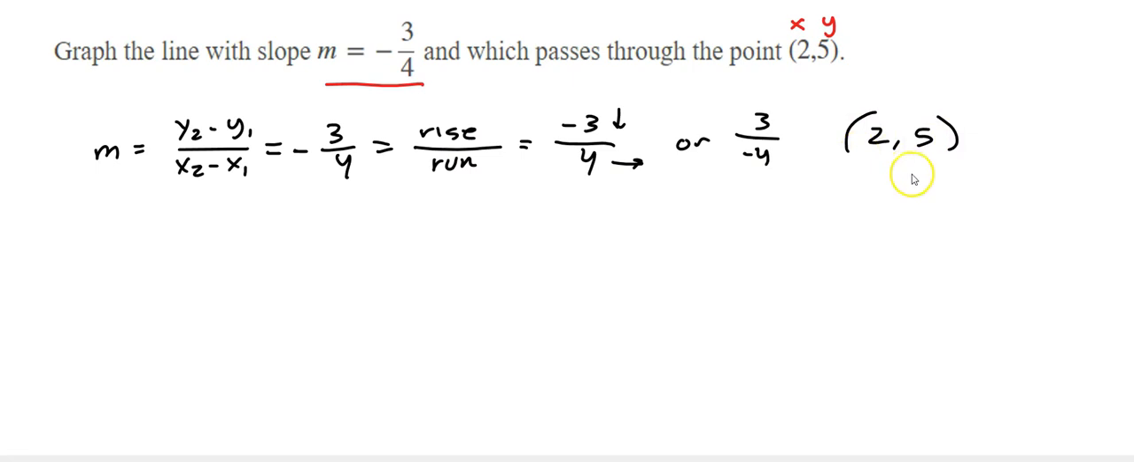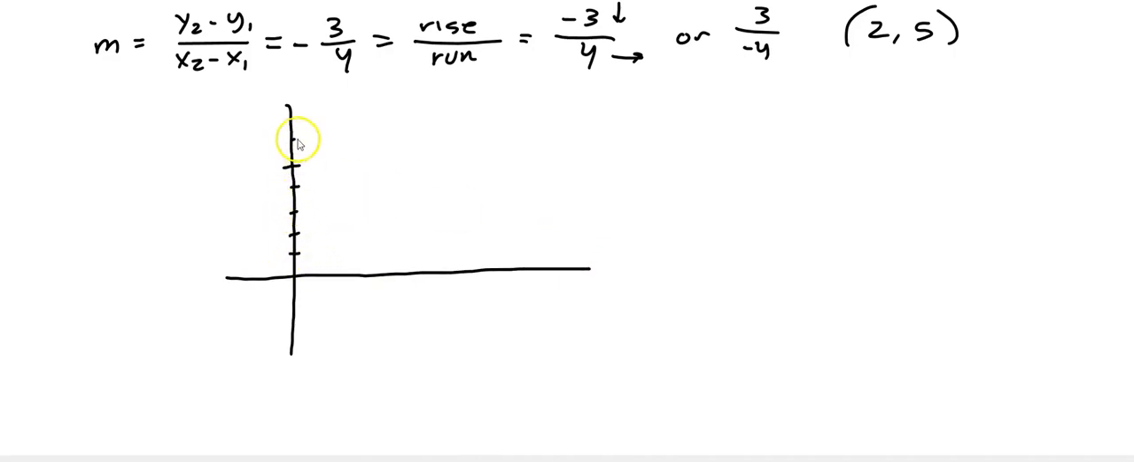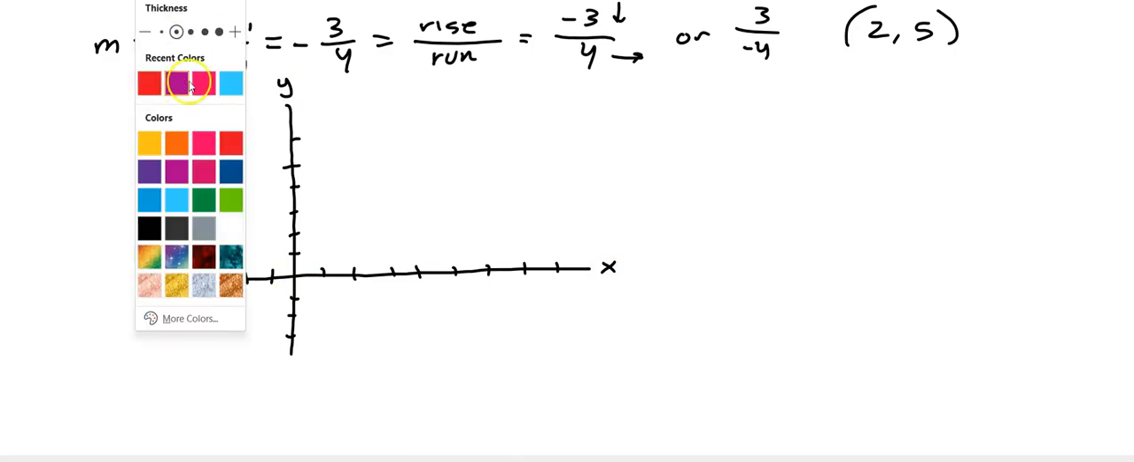So let's graph this. I'll make a rudimentary graph here. Maybe I should have thought about this and put in a graph beforehand, but still. So I've got a graph, and let's go 1, 2, 3, 4, 5, 6, and 1, 2, 3, 4, 5, 6, 7, 8. We have our y coordinate and our x coordinate. Let's grab a different color here.